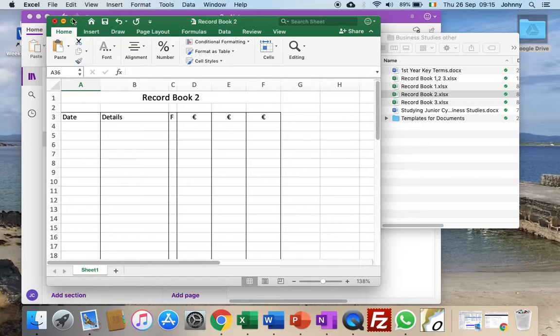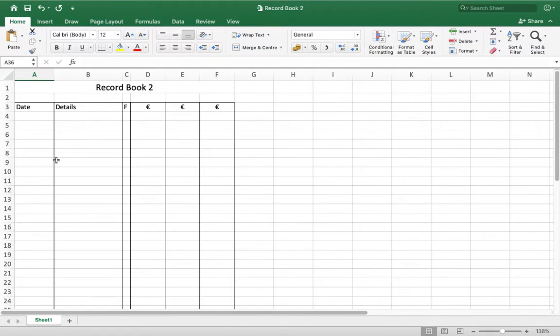Okay, so we have record book 2 here open. So record book 2, if you look at the column, these lines are all lined in red in your record books. And we're going to use this to try and work out the profit that a business might make buying and selling goods.